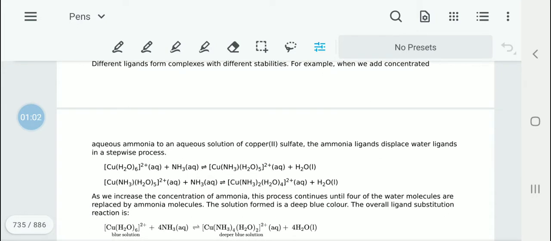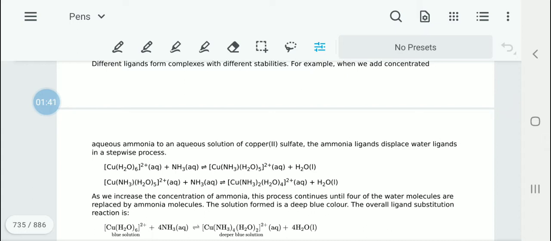Now, when you add concentrated aqueous ammonia to copper sulfate, ammonia will displace water ligands in a stepwise process. That is what we learned earlier. So, in a simple sense, what happens is, initially the copper and water ligand complex will join up with ammonia, and one by one the water will get replaced.